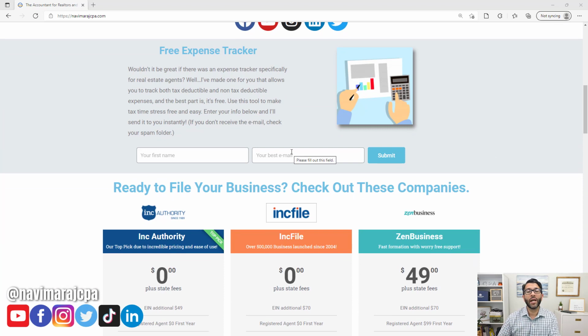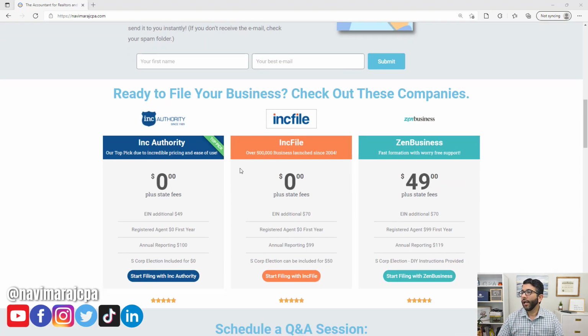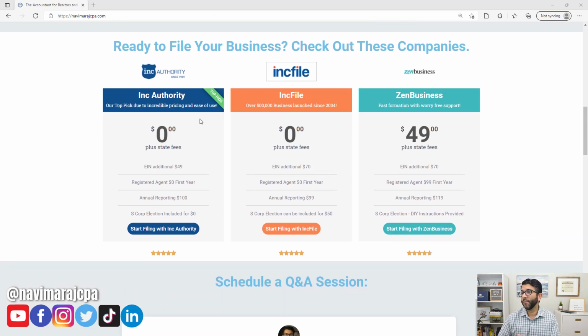There's also an expense tracker here that you can get for free if you're a new business owner. You want to keep track of something, you're not ready for QuickBooks yet, you can use that. But here you can form your LLC for completely free. With these companies, specifically Inc Authority right now, you click this button and you can go to the website. You can form your LLC and apply for your EIN number, all that stuff, for completely free.